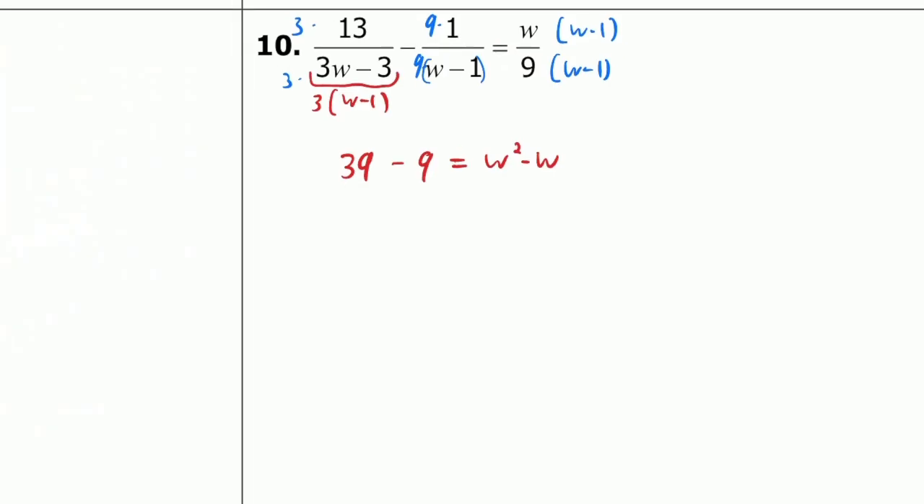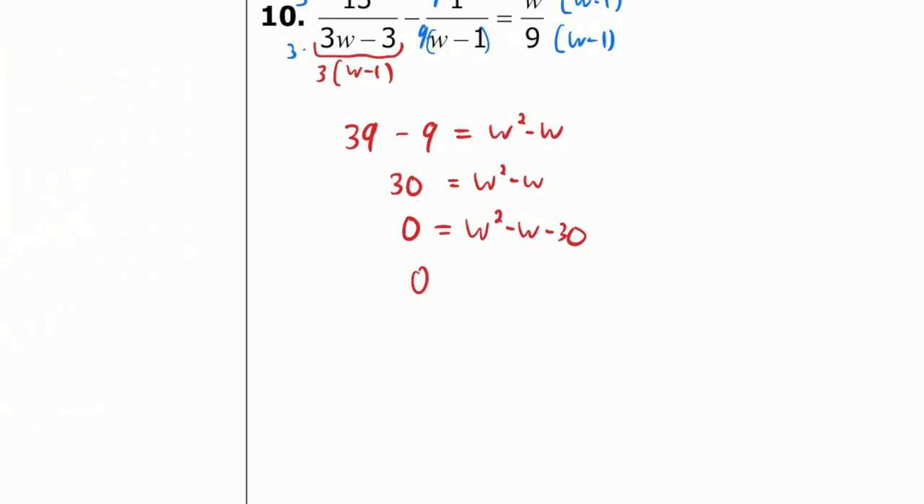So 30 minus 9 will give me 30 is equal to w squared minus w. So I'll set that equal to 0. So 0 is equal to w squared minus w minus 30. And then we'll get 0 equals w minus 6 and w plus 5. So I'll get w is equal to a positive 6 and w is equal to a negative 5.